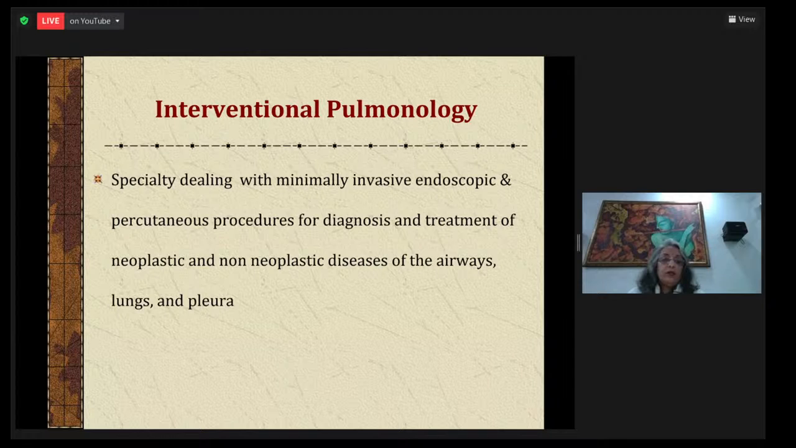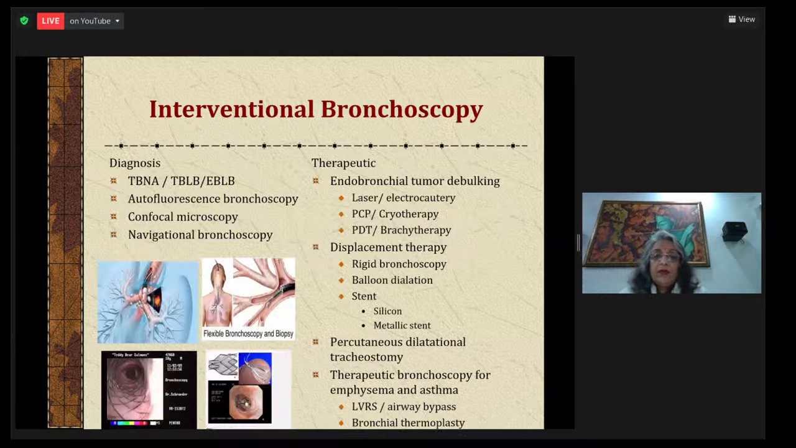Interventional bronchoscopy can be done either for diagnostic or for therapeutic purposes. It could be a transbronchial needle aspiration, a transbronchial lung biopsy, an endobronchial lung biopsy, a navigational bronchoscopy, or autofluorescence bronchoscopy. The therapeutic procedures could be for tumor debulking using a laser or electrocautery, cryotherapy, phototherapy, or brachytherapy for giving targeted therapy to the carcinoma cells.